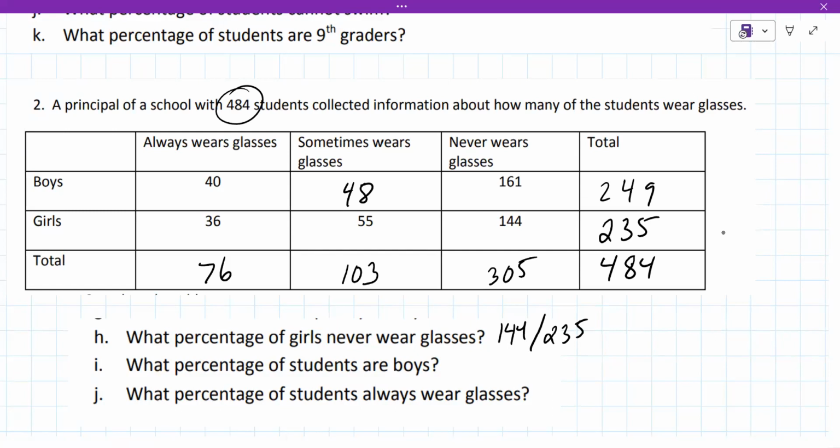Okay, percentage of students who are boys. So this is 249 out of 484, 51%. Right. What about the last one here? Percentage of students who always wear glasses. So that's 76 out of 484. You got it. So then 16%.